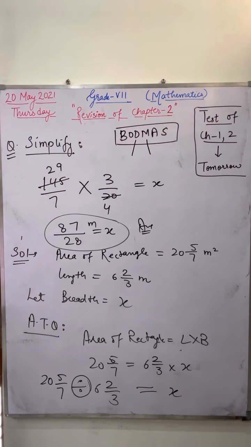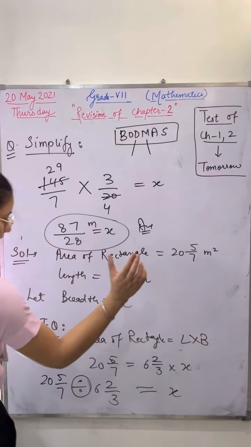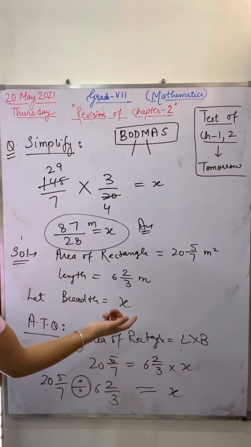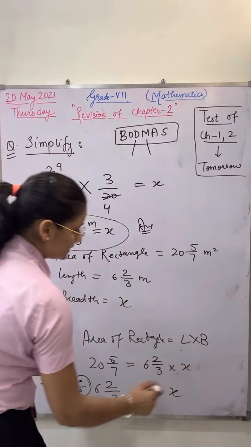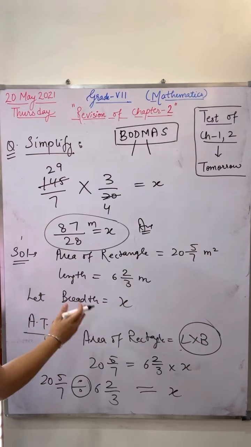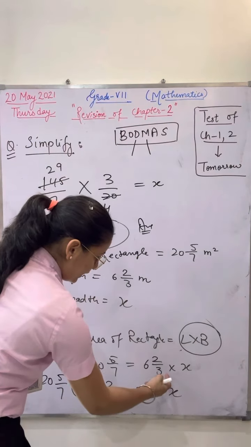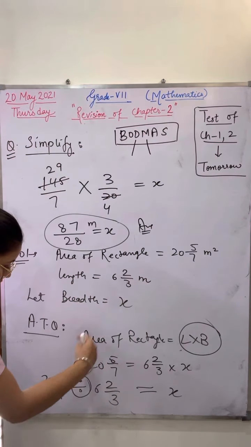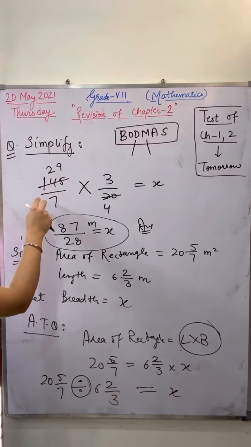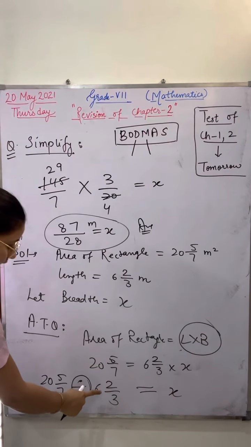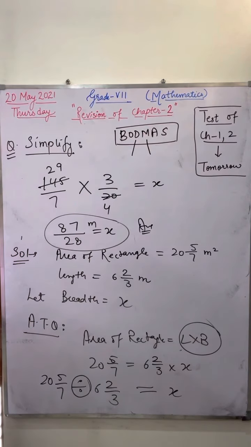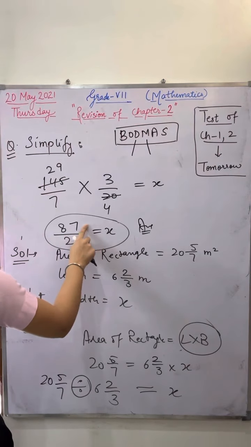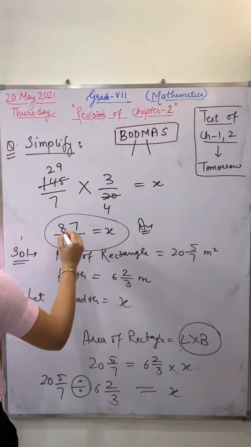Yes, everyone, in this way we can solve the question. Area of rectangle, what was given? Length is given as it is. Breadth is not given, so suppose breadth as x. Now put the formula of area of rectangle, that is length multiplied by breadth. Now put the values. This will be in multiplication. When this goes to that side, it will go in division. In the next step, open the mixed fraction and remove the division sign. It is 20 upon 3. After removing the division sign, it becomes 3 upon 20. Now cancel the terms and the answer will be there: 87 upon 28. This is the breadth, so it will come in meter.